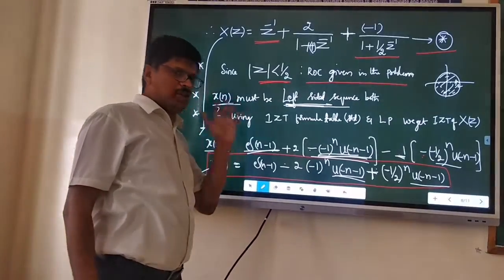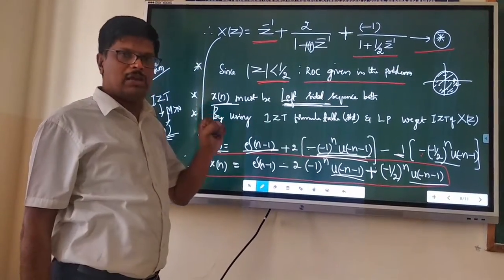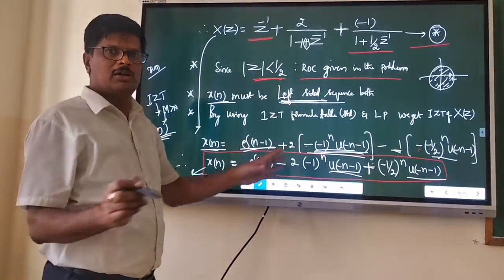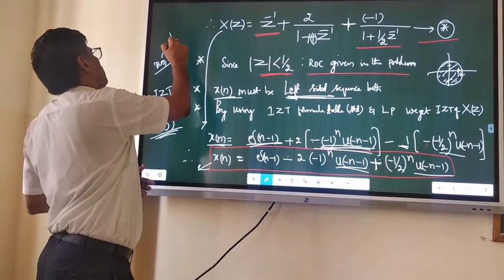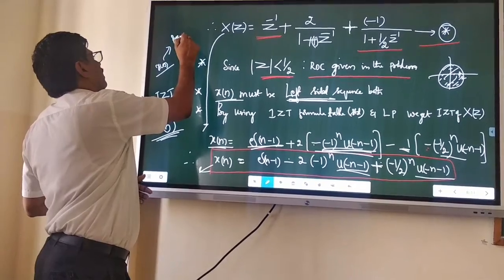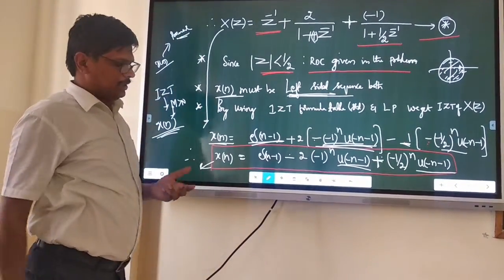That is why this is very, very easy and very, very important for anybody to design filters and to increase the speed of the processors. I hope I am clear.